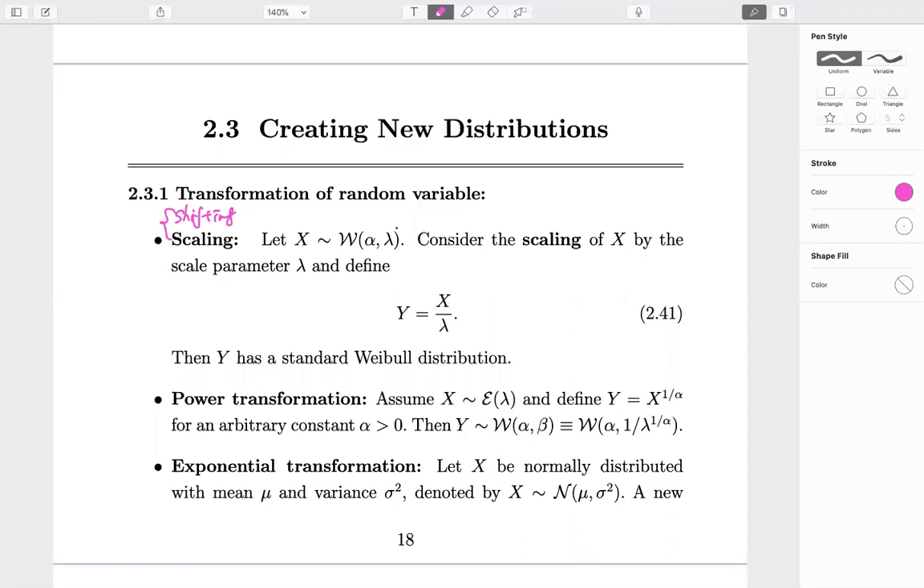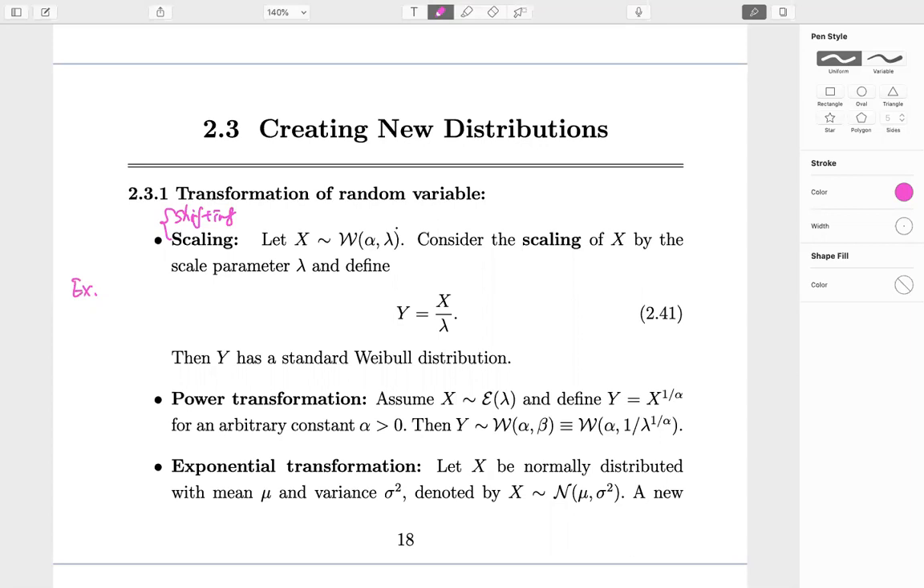Here we have one example. If you start with a Weibull distribution, you can scale it by the second parameter lambda to get y. This y has the so-called standard Weibull distribution. This is not exactly a good example, so let me give you another example.